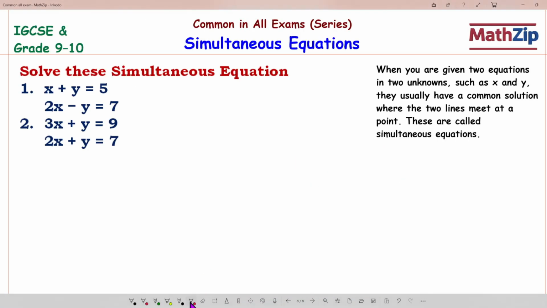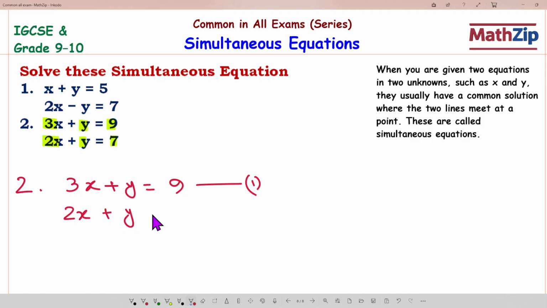Second question: 3x plus y equals 9, 2x plus y equals 7. First we have to label these. 3x plus y equals 9 is equation 1, and 2x plus y equals 7 is equation 2. So here are two variables, x and y. First we have to find one variable, then we will substitute to get the other. Look, here is plus y and here is also plus y in both equations.